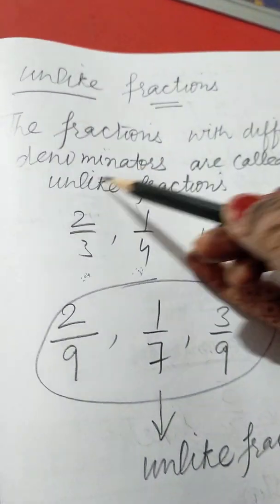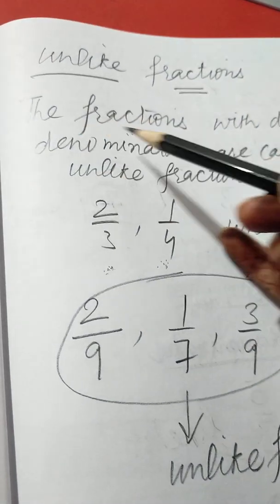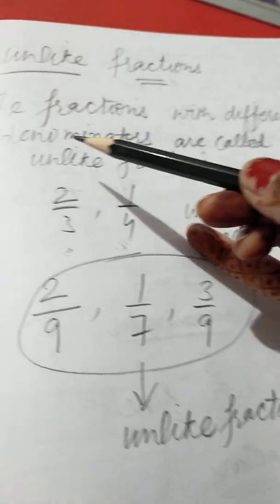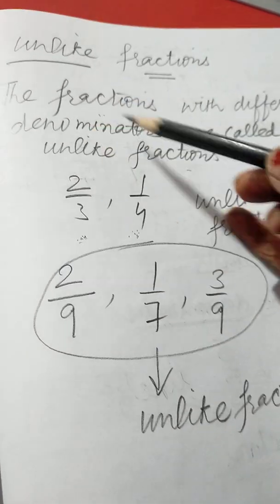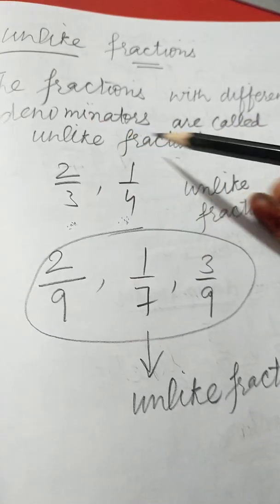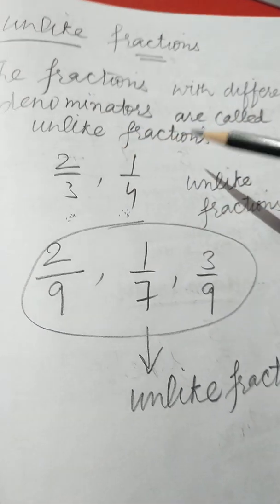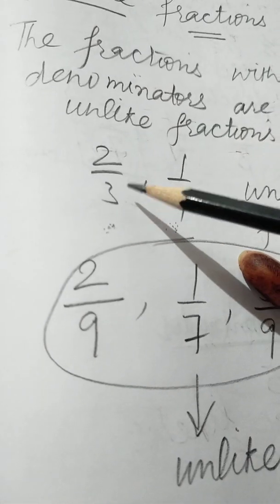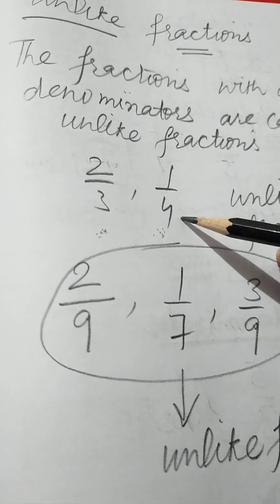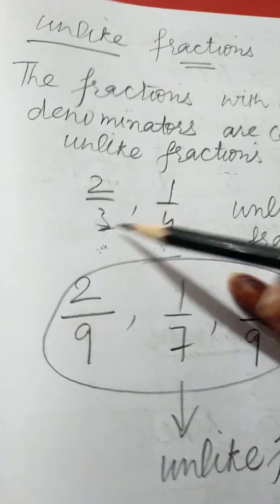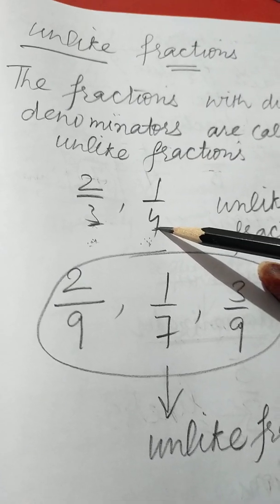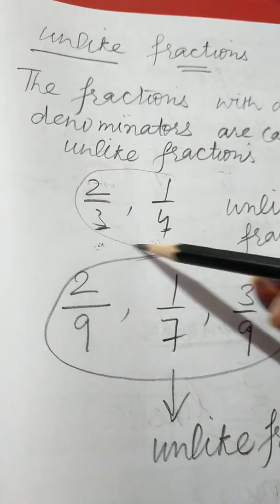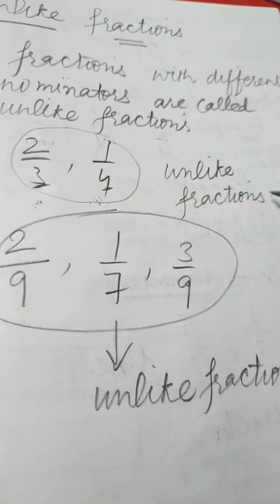Unlike fractions are fractions with different denominators. The fractions with different denominators are called unlike fractions. Yes, here is 2 by 3 and 1 by 4. Here you can see both the denominators are different. These are not the same. So these fractions are called unlike fractions.